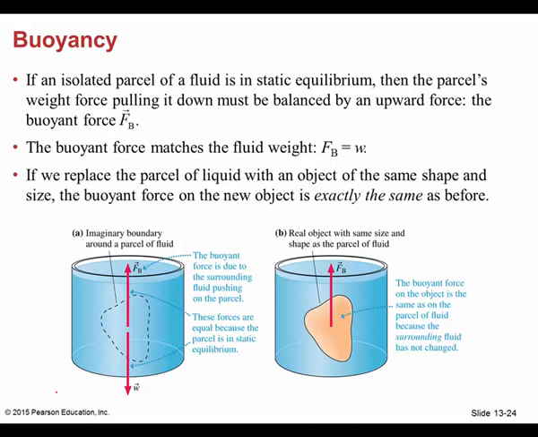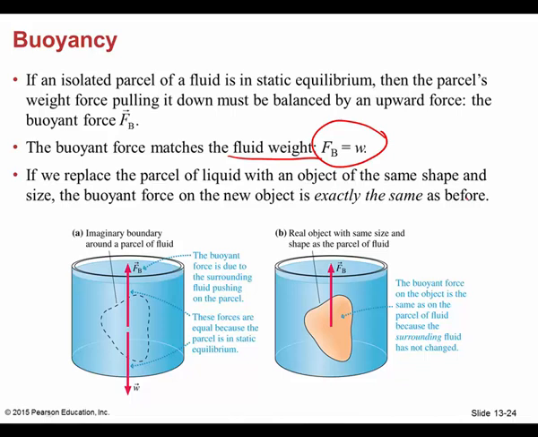So buoyancy: if you have an isolated parcel of a fluid in static equilibrium, then the parcel's weight force pulling it down must be balanced by an upward force. That's called the buoyant force. Now, the buoyant force matches the fluid weight. Notice that right there. Notice it says fluid weight. It did not say object weight. It said fluid weight, okay? Very important, all right? So if we replace that with an object of the same shape and size, the buoyant force on the new object is exactly the same.